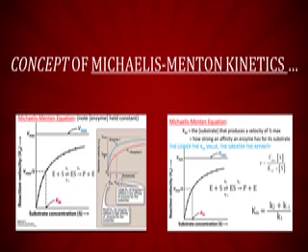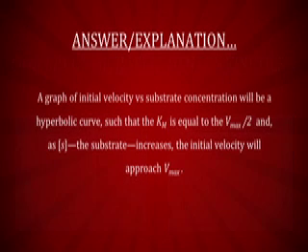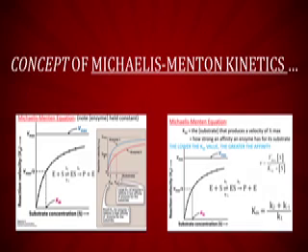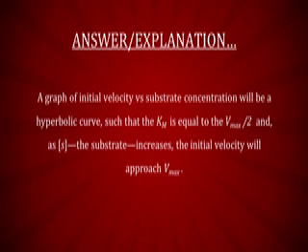In addition, when you look at the figures, you can see that at Vmax over 2, the substrate concentration is Km. So the answer would be: a graph of initial velocity versus substrate concentration will be a hyperbolic curve, such that Km is equal to Vmax over 2, and as the substrate increases, the initial velocity will eventually approach Vmax.